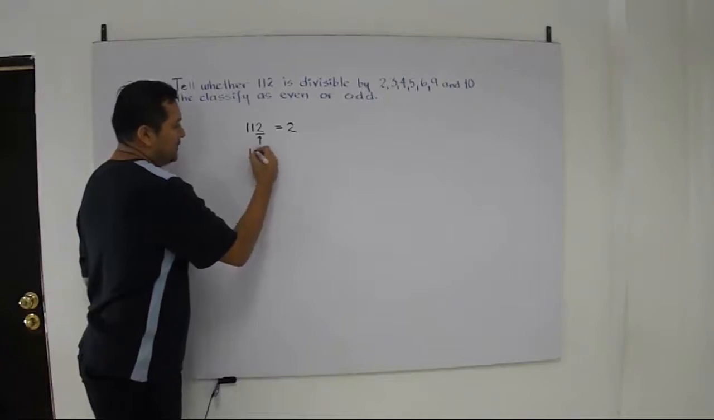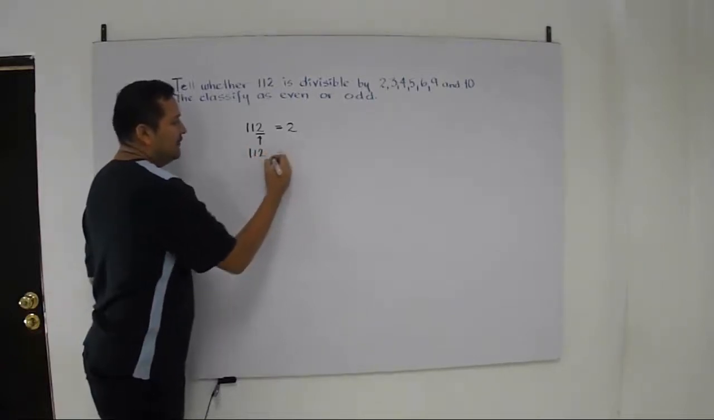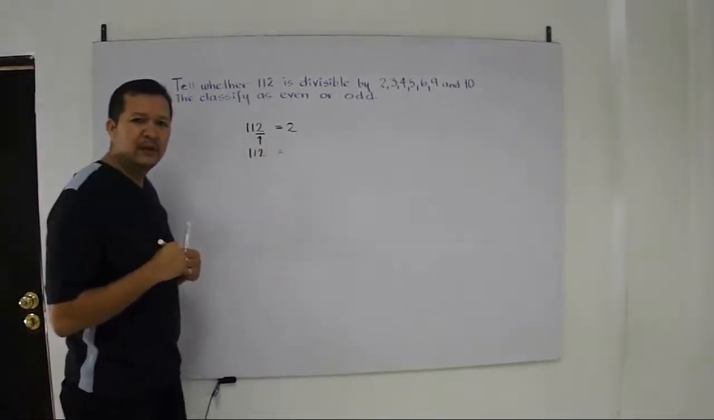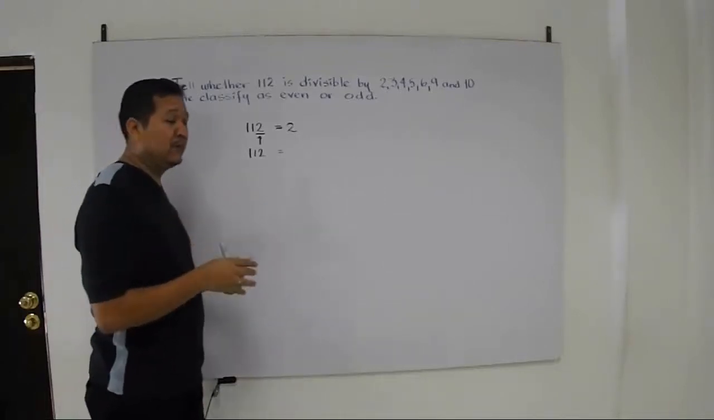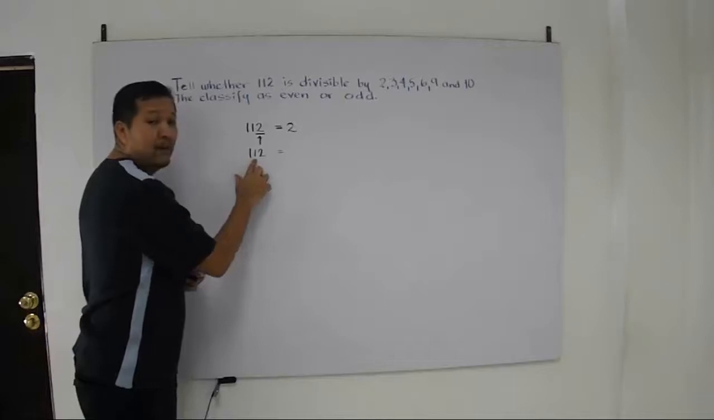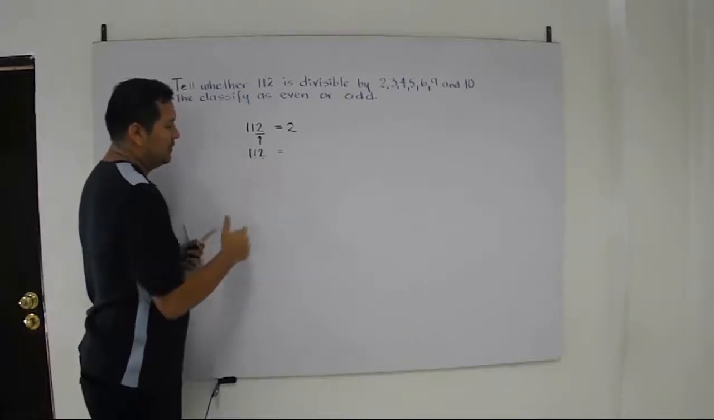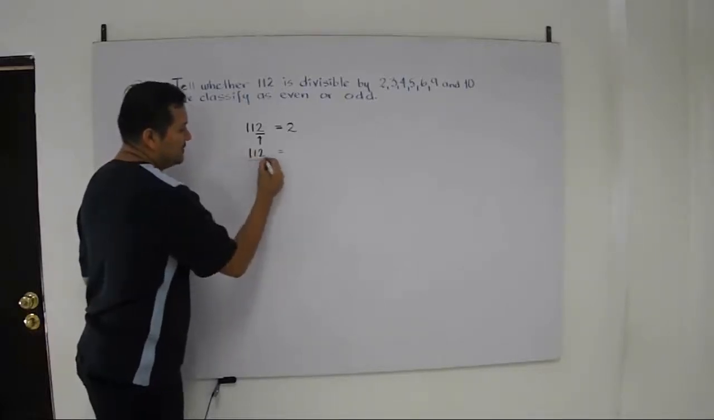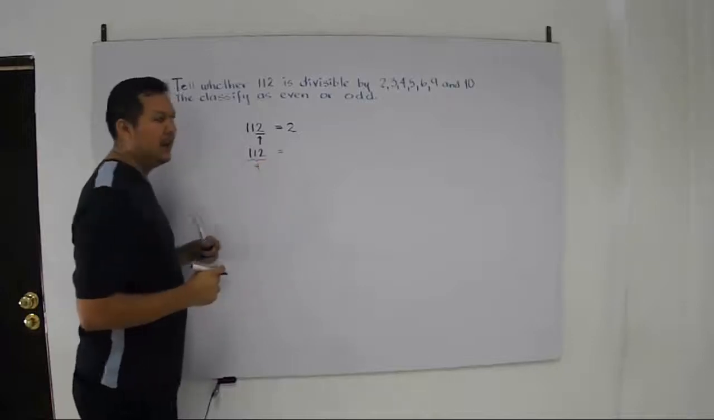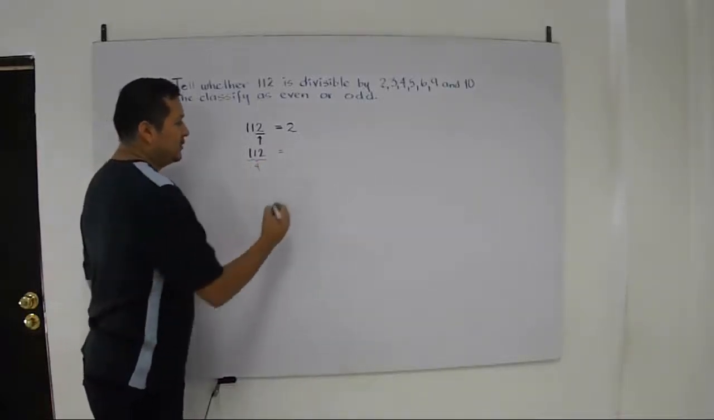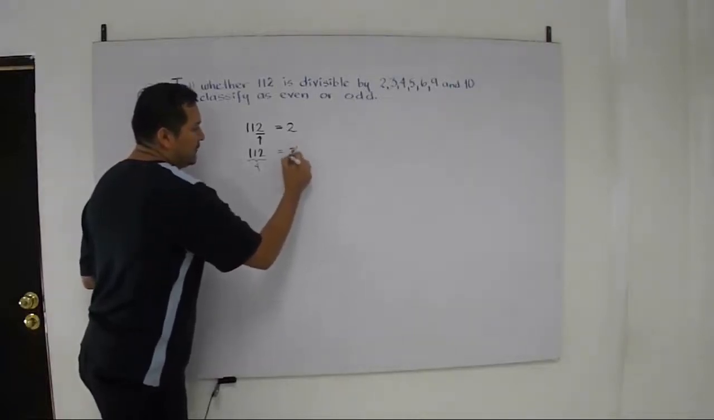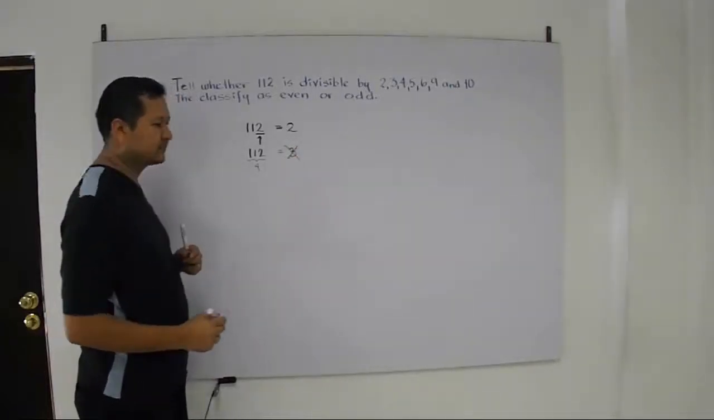Then for 112 to be divisible by 3, the sum of its digits has to be a multiple of 3. 1 plus 1 plus 2. If you add this, it is 4. And 4 is not a multiple of 3. So it's not divisible by 3.